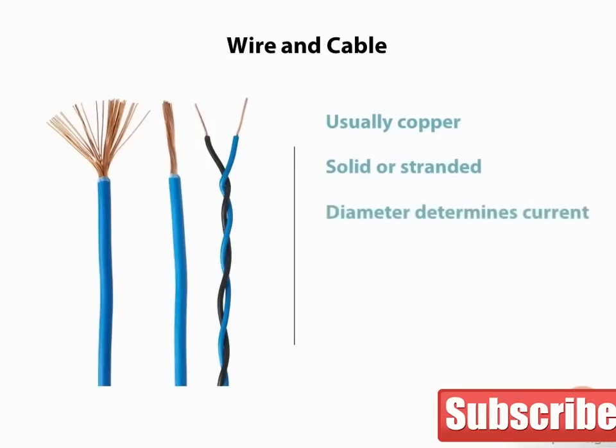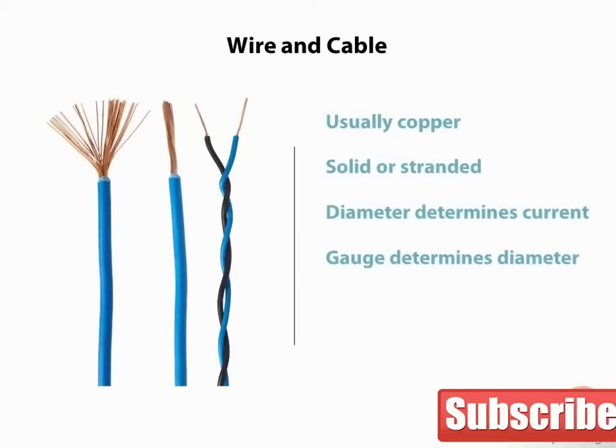The current carrying capability of wire is determined by its diameter. Larger diameter wires can carry more current. The diameter of the wire is measured in gauge. Don't get confused here, as a larger gauge number means a smaller diameter. Small gauge is a larger diameter.